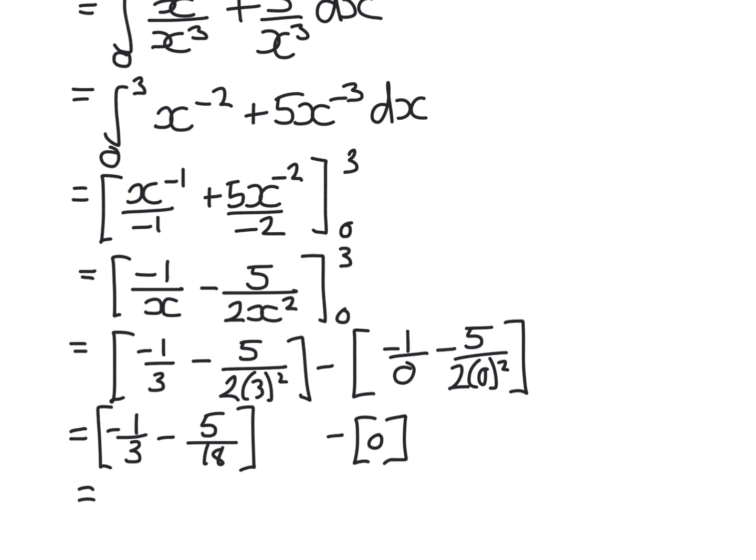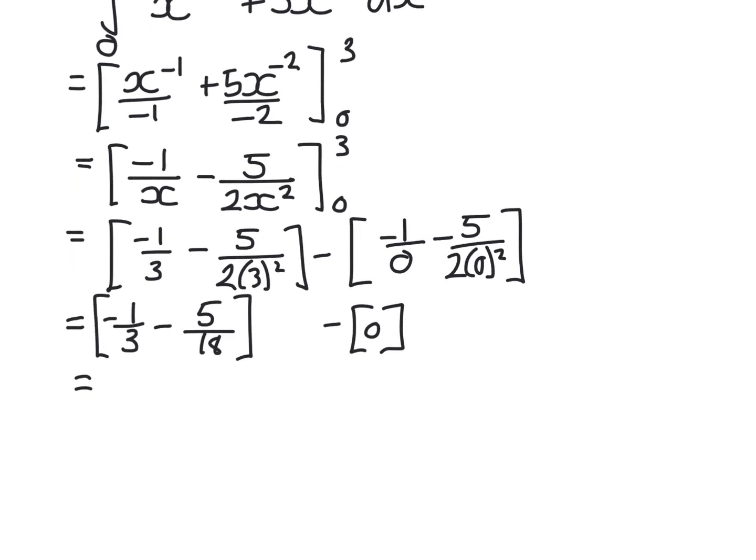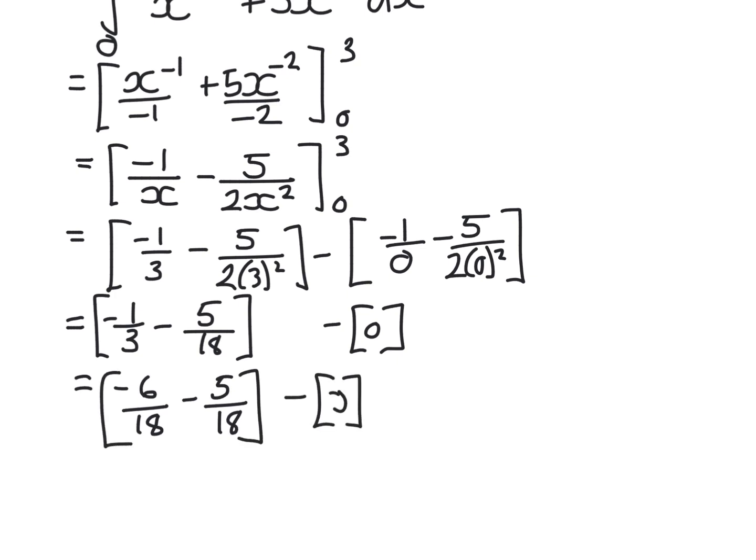I can basically drop that second bracket now because it just gives us 0, but this will give us, without a calculator, I'm going to turn that all into 18ths. That is minus 6 over 18, because I've just times everything by 6, minus 5 over 18. Oh, I don't need that 0 anymore, I can drop it, but I've written it now. So this gives us negative 11 over 18 for our answer.